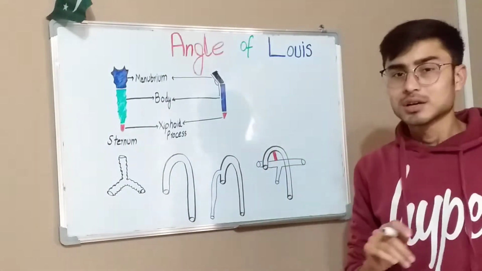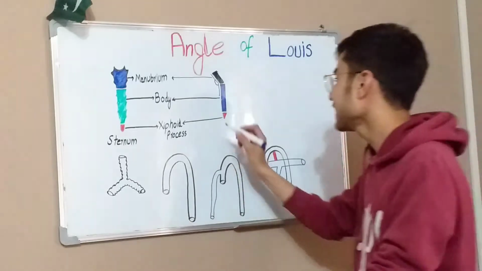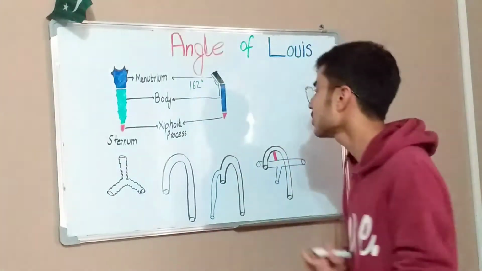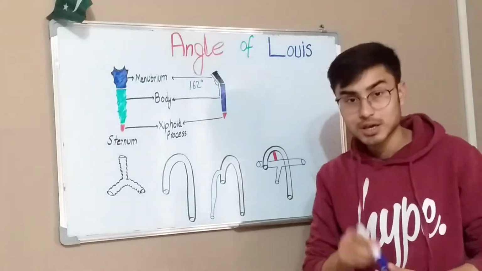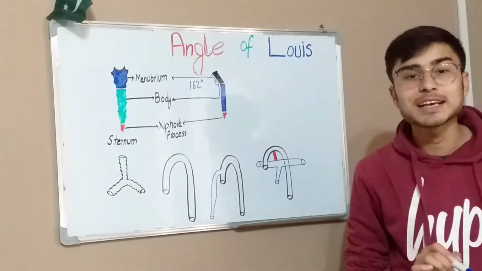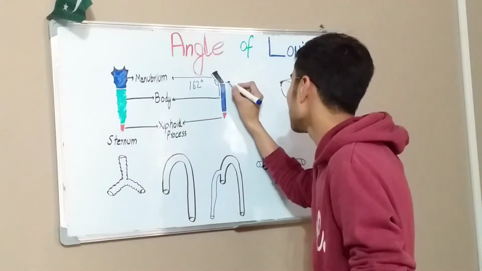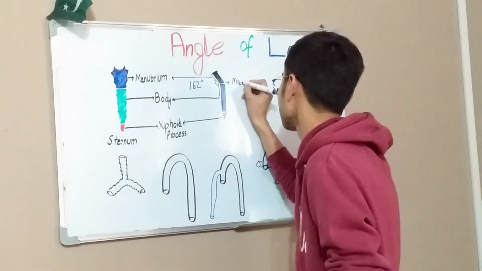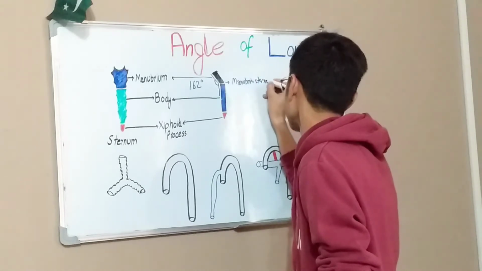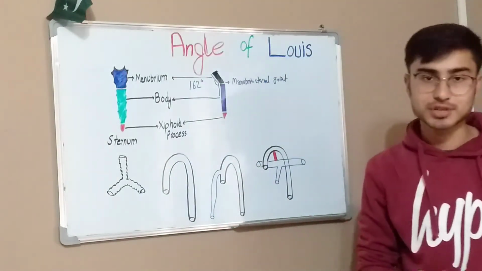Now, what is the numeric value of the sternal angle, or the angle of Louis? It is about 162 degrees. Now as you can see in this picture, the sternal angle is formed at the level of the manubriosternal joint.